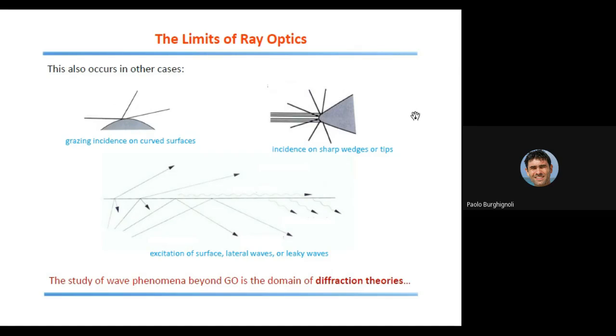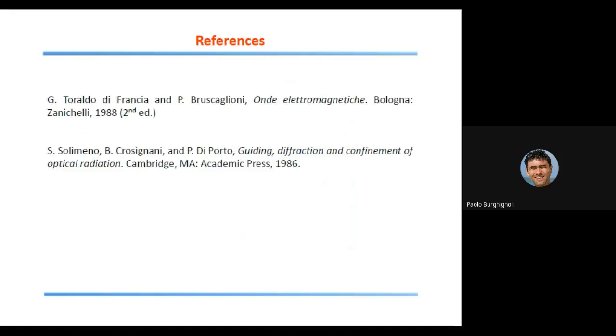So when ray optics fails, it means that you have diffraction, and typical diffraction effects include diffraction by edges, by tips or by curved edges, but also the existence of wave species which are not immediately described in optical terms, like, for example, surface waves or leaky waves or lateral waves, which are wave species that we will discuss in the next weeks. Okay, that's all for today.